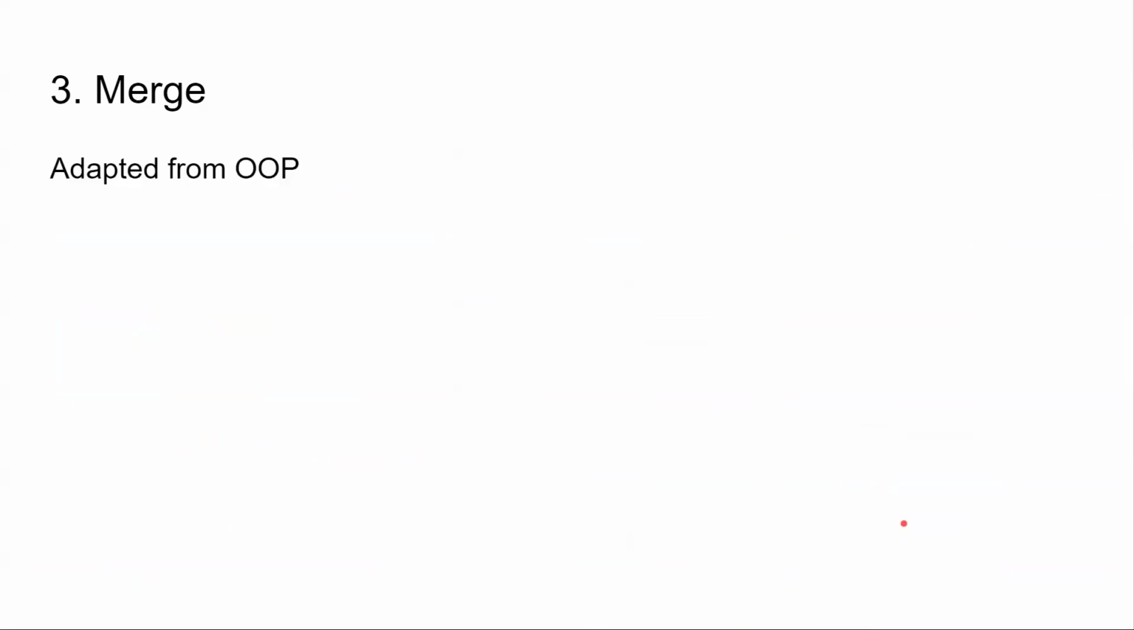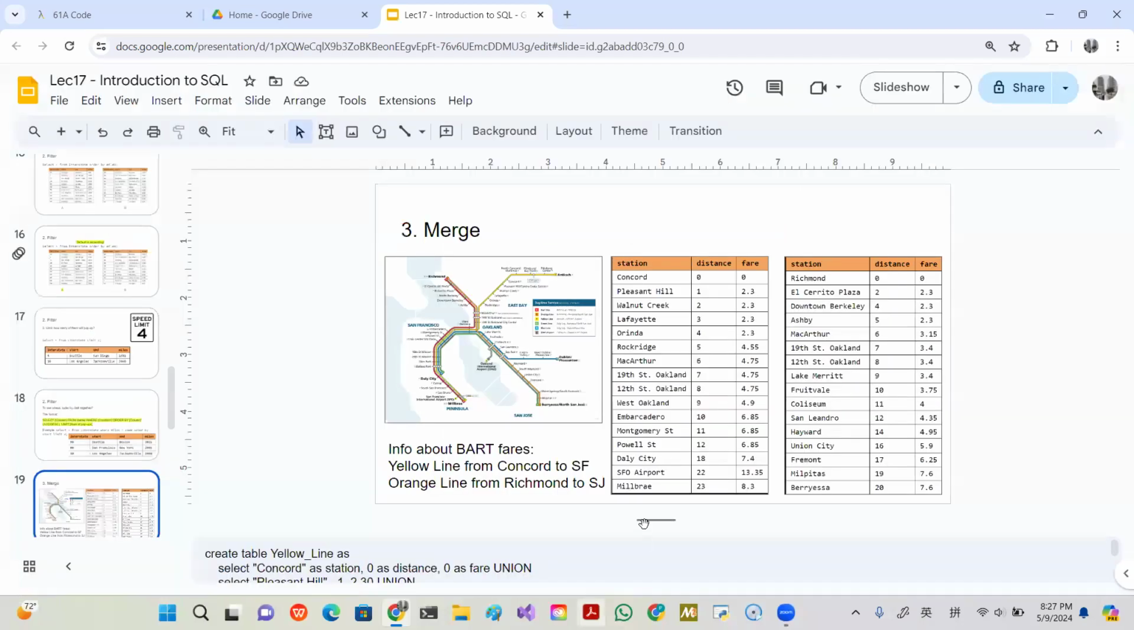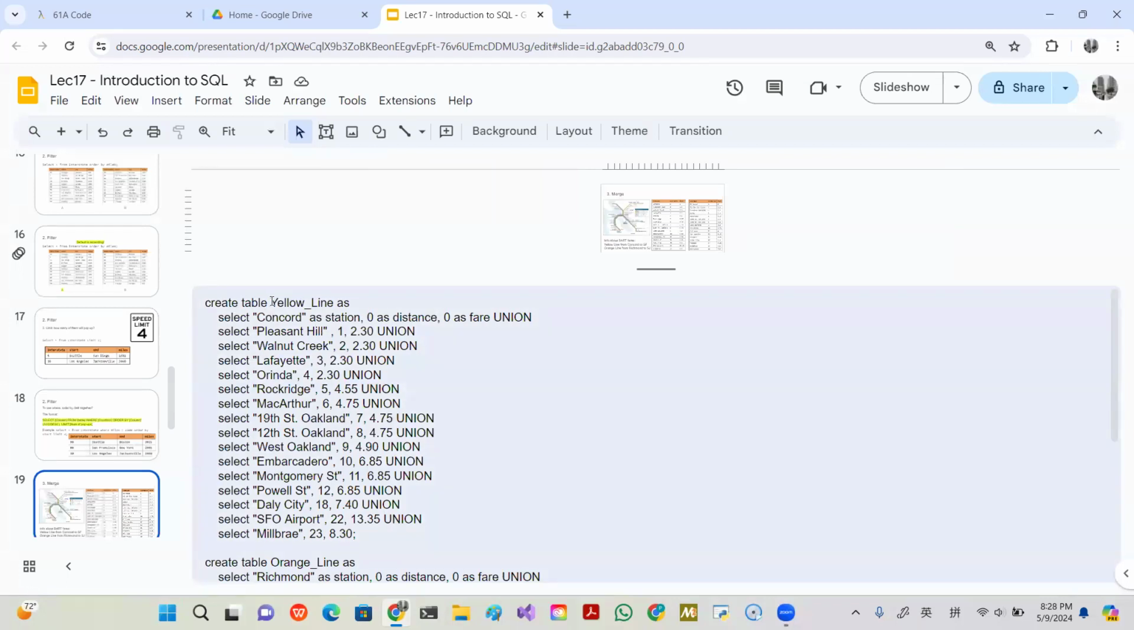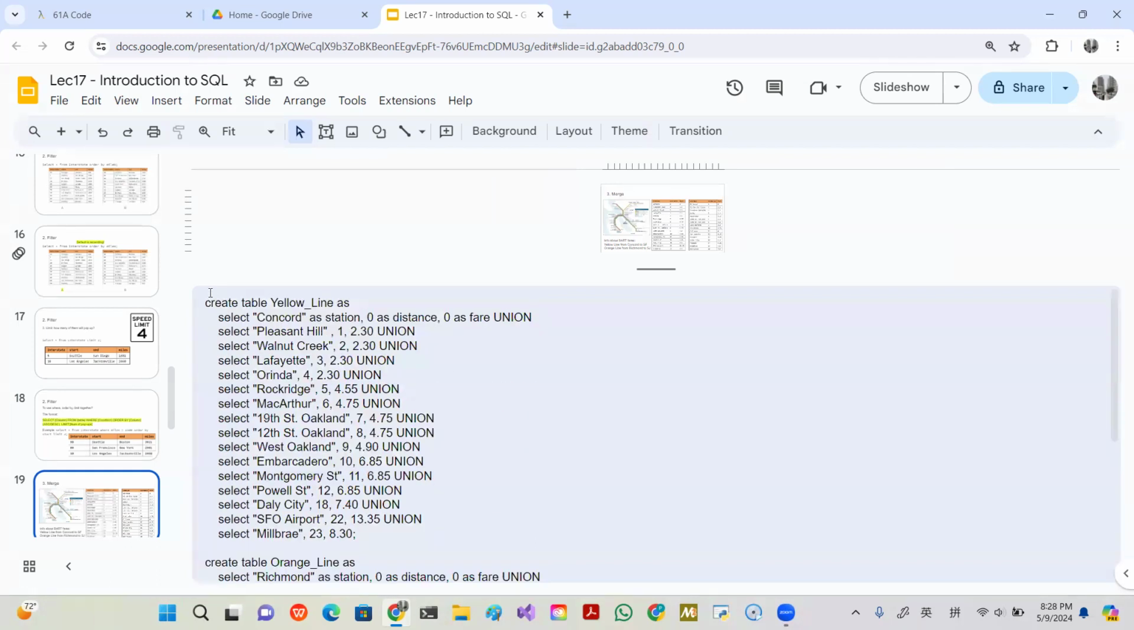And when you are joining two tables, you have to do a reference from which table and which table. So here, I have the source code of the two tables for demonstration. So create table yellow line as select Concord as station, 0 as distance, 0 as fare, union. Okay, and then Lafayette. So same as the orange line: Richmond, El Cerrito, downtown Berkeley.